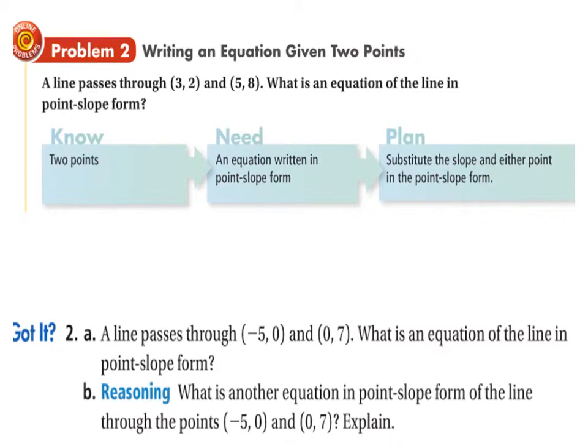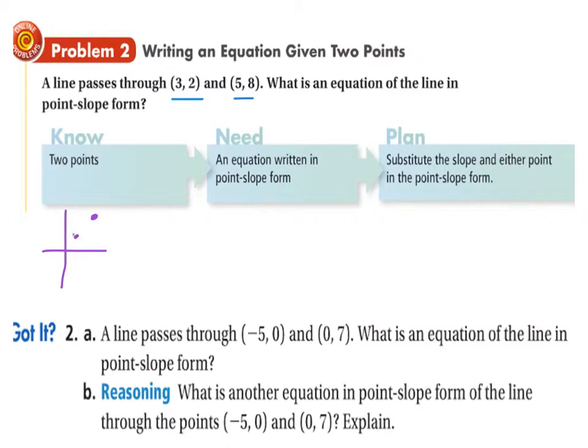Now here it's a little bit different information. Instead of the point and the slope, we are told 2 points. So we need to find the slope, and then we can use one of those 2 points in order to write the equation. If we find that slope, again, you could use the slope formula. Oftentimes what I just do is do a little sketch of the graph. So (3, 2) would be around here. (5, 8) would be to the right and above that.